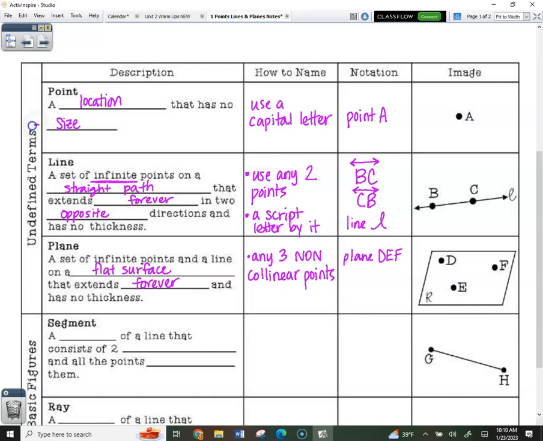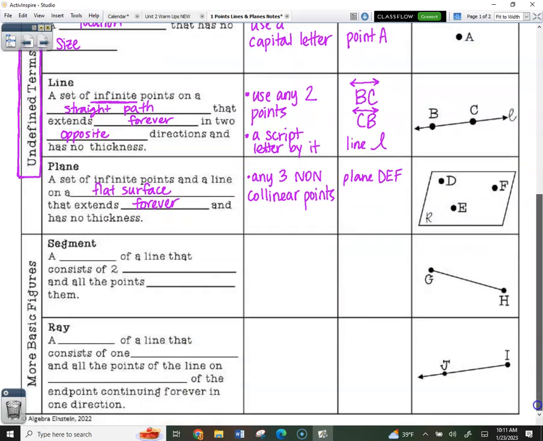Okay, so what we just covered is what's called the 3 undefined terms of geometry. The reason they're called the 3 undefined terms is because they are the foundational concepts that get used throughout the rest of the semester. So they're kind of like the anchor points, right? Or the anchor terms, I should say. Point, line, and plane get used throughout the semester.